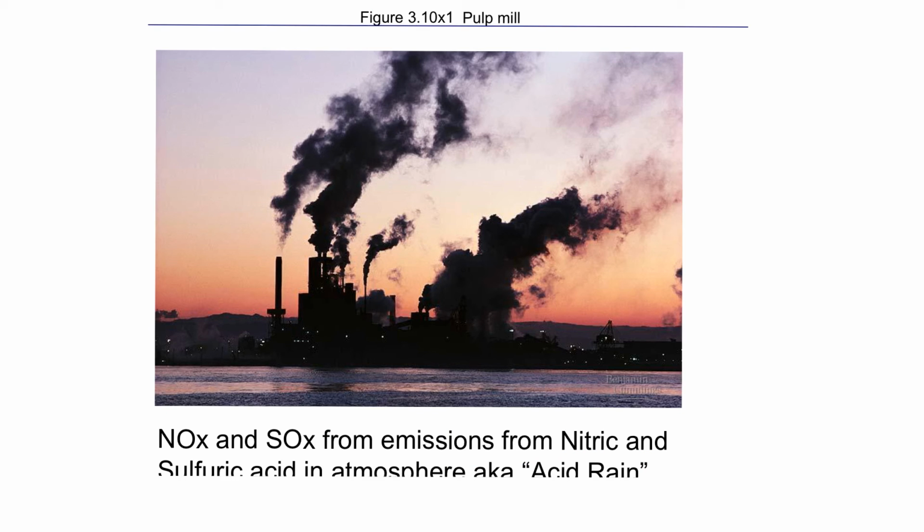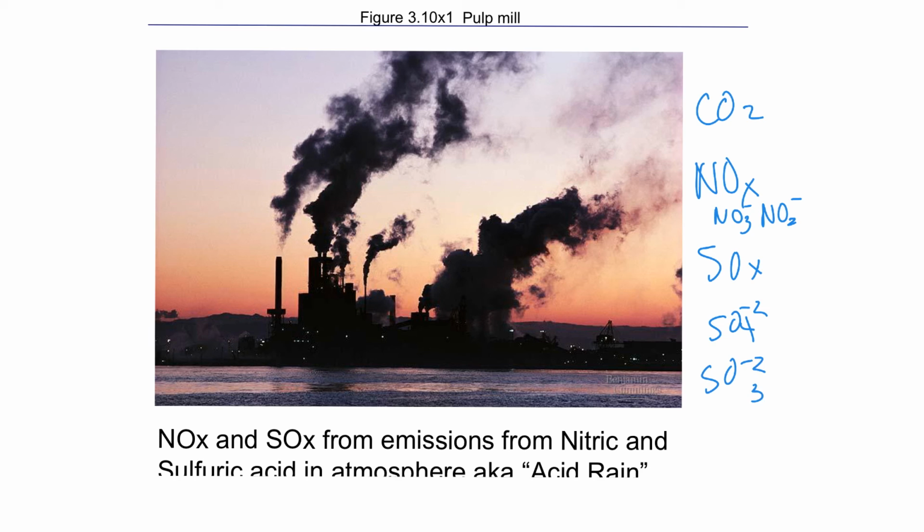So I want to talk a little bit about acid rain. Anytime that we burn fossil fuels, of course, we know we get carbon dioxide, which is the problem with climate change. But we also get pollutants called NOx and SOx. And these are going to be nitrates and nitrites. You don't have to know that, but I'll just tell you that. And these are going to be sulfates and sulfites, right? And so we use X to just mean they could be different types of polyatomic ions.